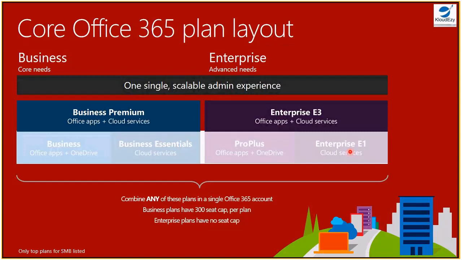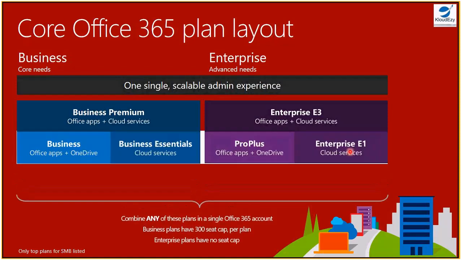Now apart from these plans, like I told you, Office 365 is a basket. Apart from these plans, you can get Exchange Online and Skype for Business Online. If any customer only has a requirement for a mailing solution, Microsoft has also offered standalone plans. So you can get all the standalone plans.